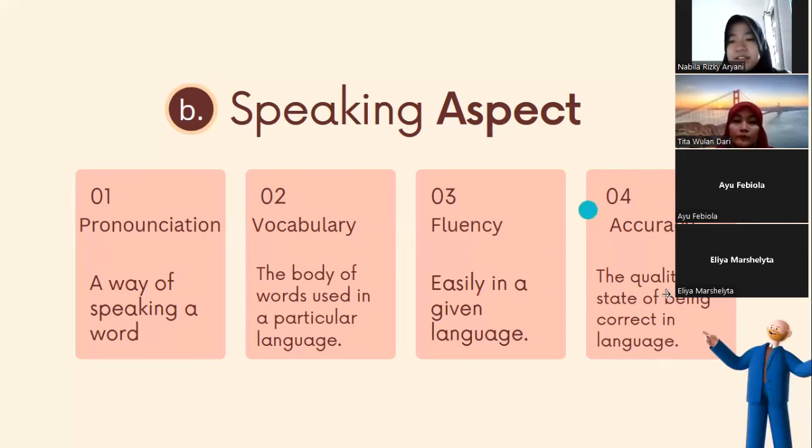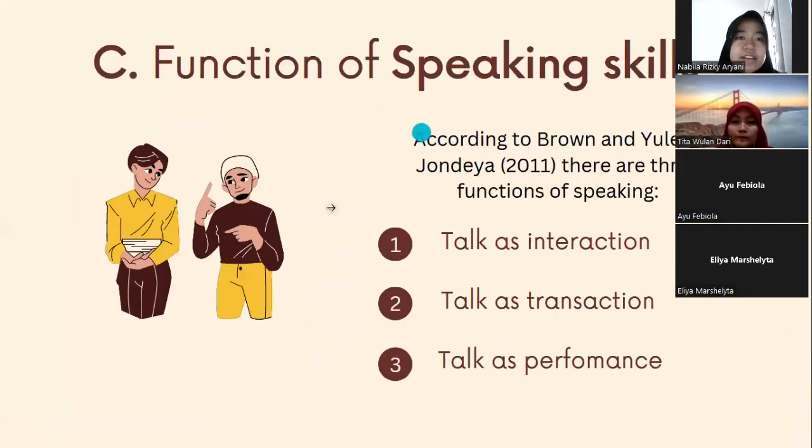Now, the next explanation is the function of speaking. According to Brown and Yule in Dai, 2014, there are three functions in speaking. First, speaking as an interaction. Second, as a transaction, and the third is performance.